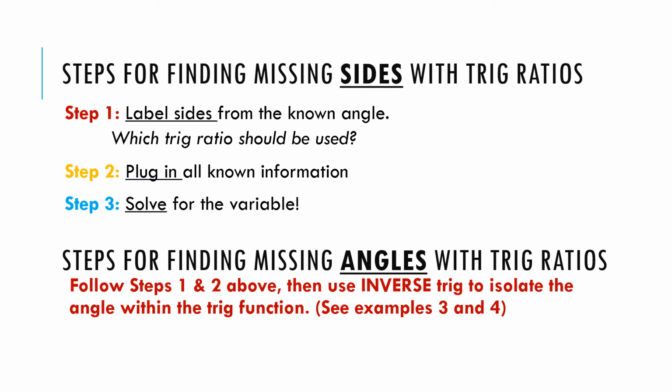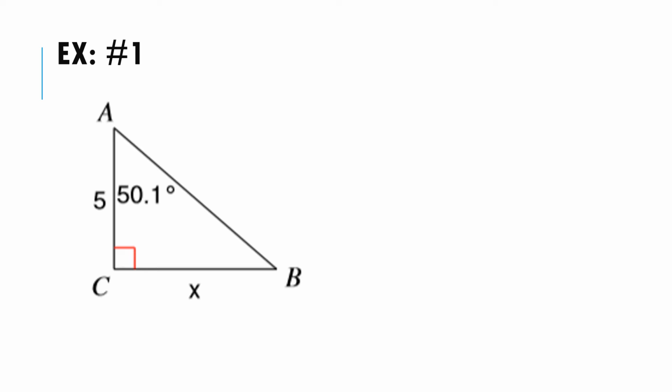So for finding angles with trig ratios, remember that we're going to have to follow steps 1 and 2 where we set up our sides and we plug in the information, but then we use that thing called inverse trigonometry to isolate the angle. So examples 3 and 4, I believe, have the examples with the inverse in them. So you can see those in just a minute. Okay, so example 1, here we go.